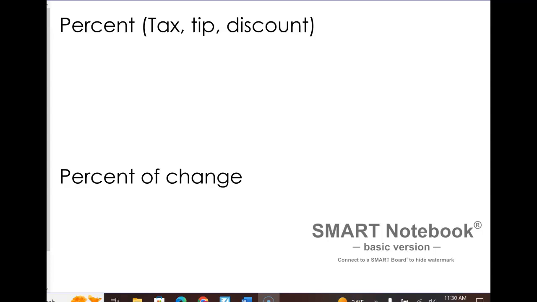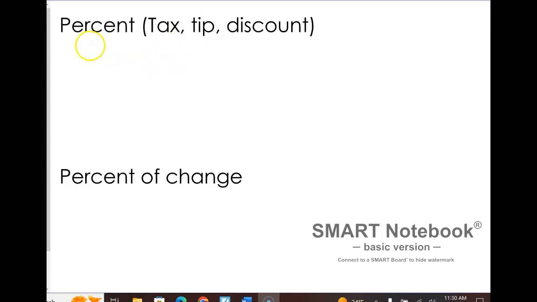Today you're going to be doing some percent problems like we've been doing all week, calculating tax, tip, discount, and also percent of change. Just as a review of how to do these problems, let's go over a couple examples. So first one, if I'm going to be calculating the tax, tip, or discount of something, we basically just take the price and multiply it by the percent that we've converted to a decimal.